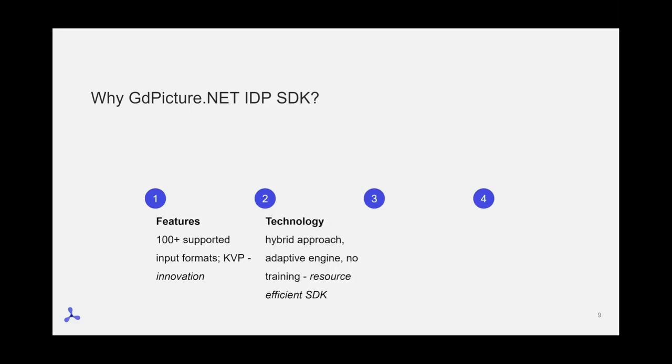Then our technology is quite unique for an SDK that uses AI. Indeed, we're using a hybrid approach that combines mathematics, heuristics, and AI with an adaptive engine that consumes only the resources needed for each task. For instance, you won't need the same resources for processing a native PDF with a simple table and clear text and a scanned image that is skewed with a lot of noise. Furthermore, the toolkit doesn't require any training, making GdPicture a very resource-efficient SDK, especially when batch processing a large sum of documents, contrary to tools that are 100% AI-based.